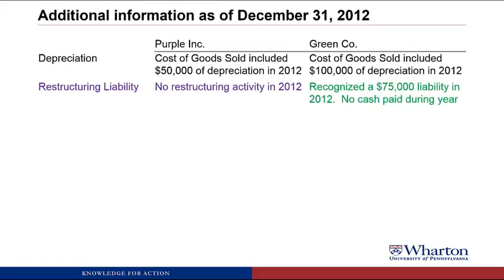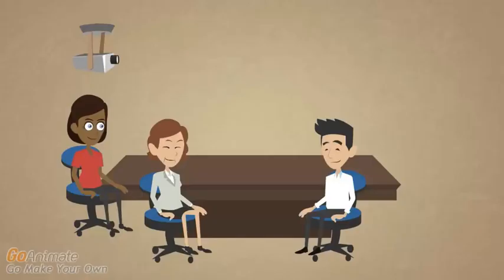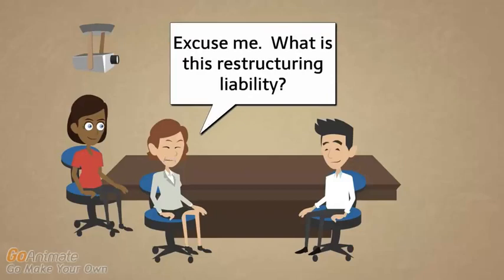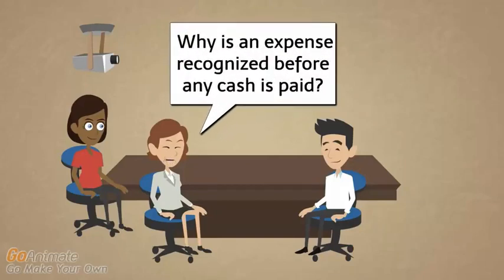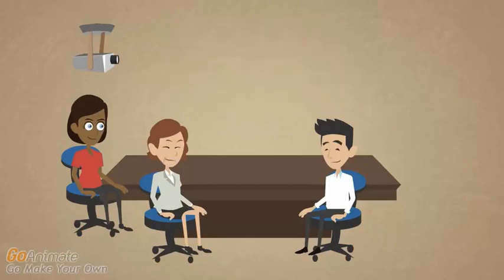Now, there's actually another non-cash expense for at least one of these companies, and that's an expense due to restructuring. So Purple had no restructuring activity in 2012. Green recognized a $75,000 liability due to restructuring in 2012, but did not pay any cash on that liability during the year. Excuse me, what is this restructuring liability? Why is an expense recognized before any cash is paid?